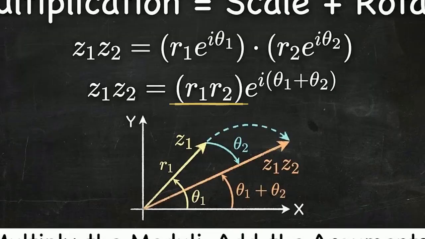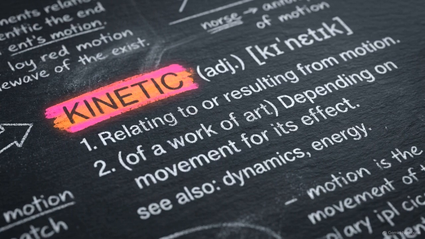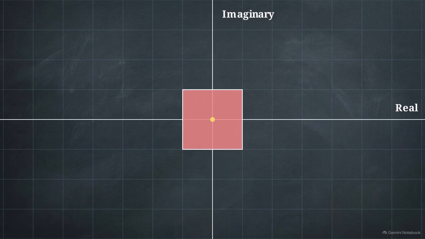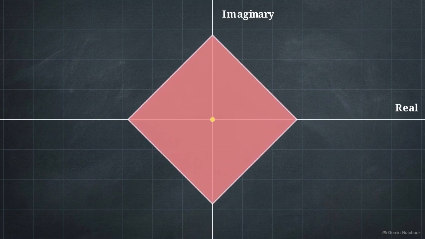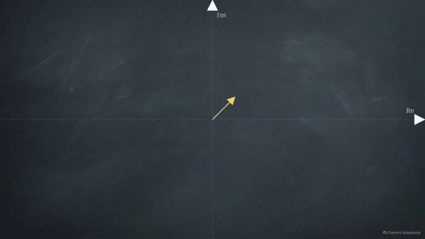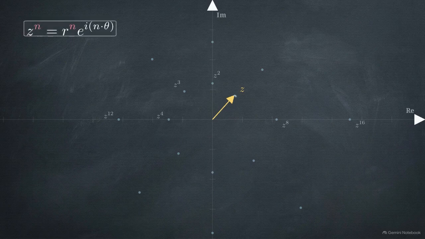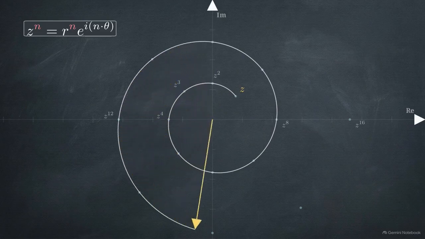The mechanics are straightforward. You multiply the lengths of the vectors to scale them, and you add their angles to rotate them. This identifies the complex number as a verb. It is an instruction set that commands space to scale and rotate simultaneously. The exponential form treats this movement as a continuous state. Raising a complex number to a power applies that scaling and rotation repeatedly, resulting in compound motion.